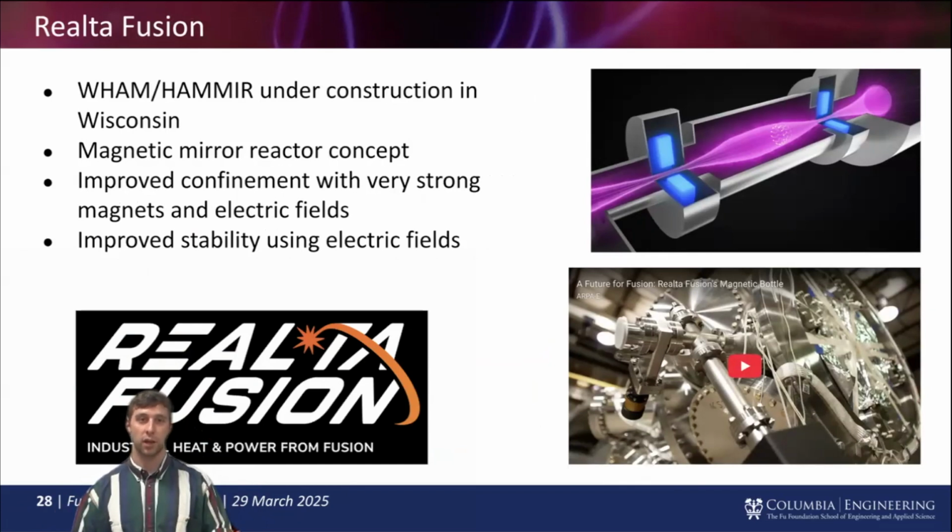This concept relies on the magnetic mirror strategy for confining plasma. They improve on the confinement of a basic magnetic mirror, both by using very strong magnets and by applying electric fields to electrostatically confine charged particles in the main region of the plasma. They also use those electric fields to improve the stability of the plasma, which can protect against the interchange instabilities that I mentioned on the last slide.